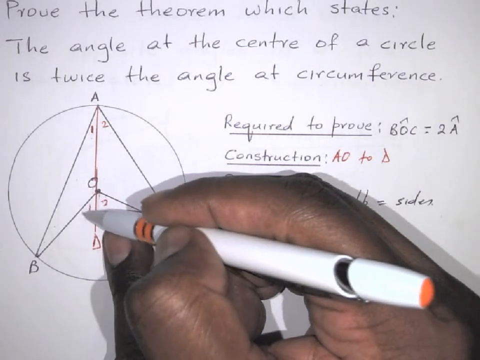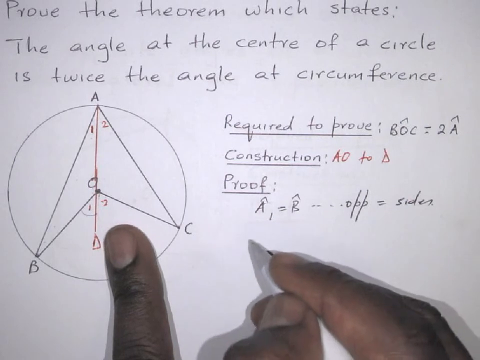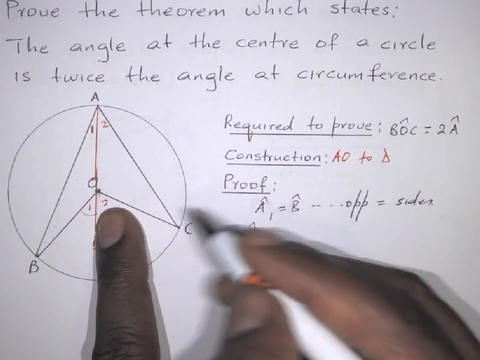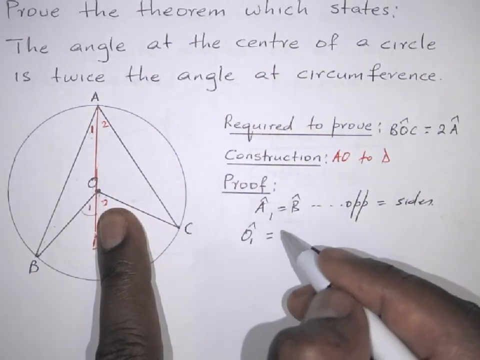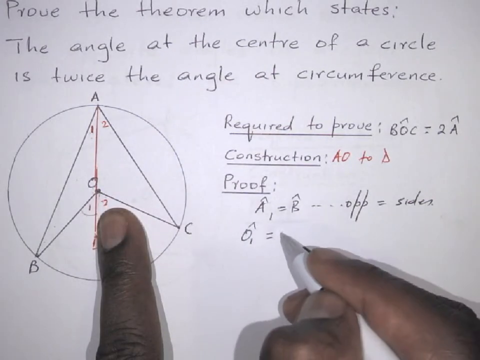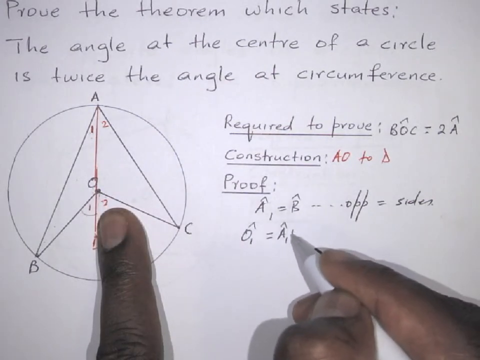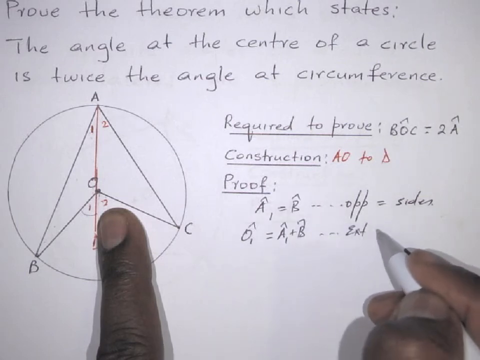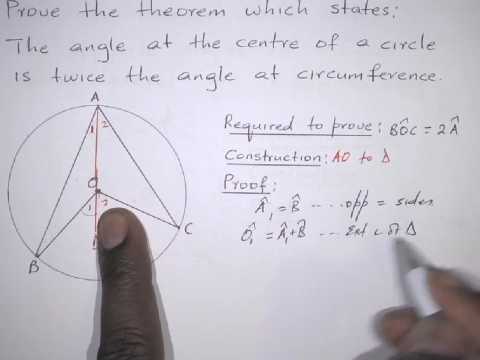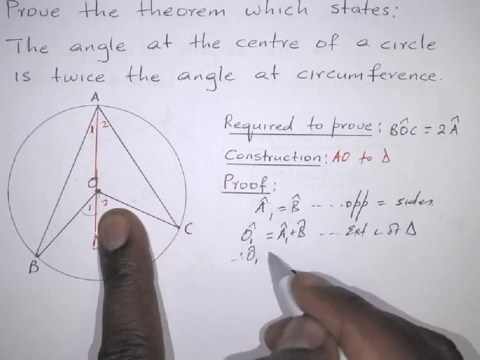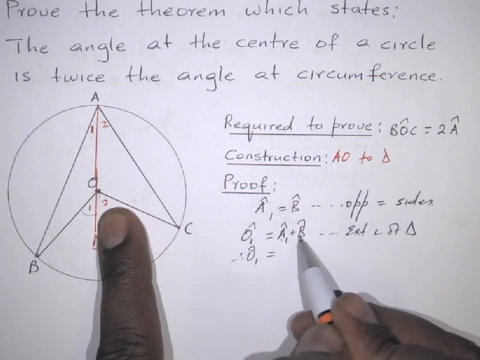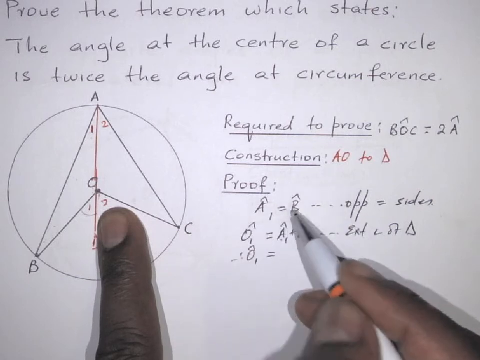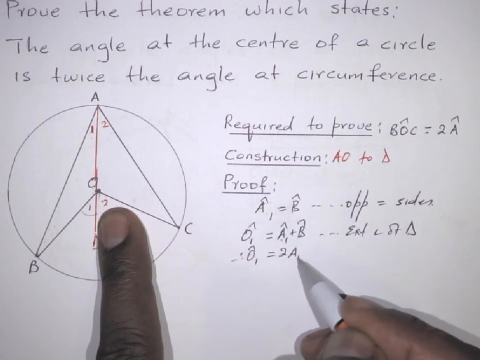What can you say about angle O1? We can see that angle O1 is equal to those two angles, angle A1 plus angle B, and the reason is the exterior angle of a triangle. Which means that angle O1 is equal to 2 of the angle A1, because we said previously that B and A1 are the same. So it's 2 angle A1.